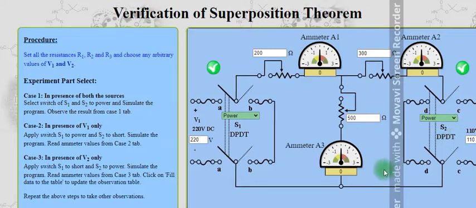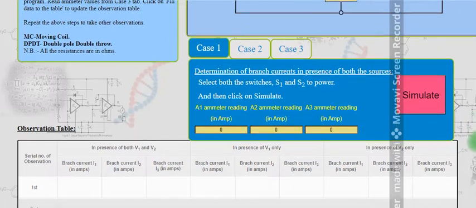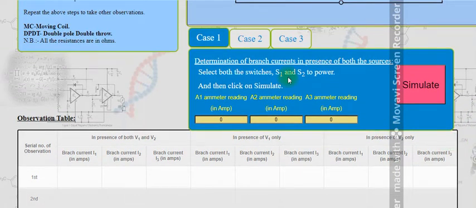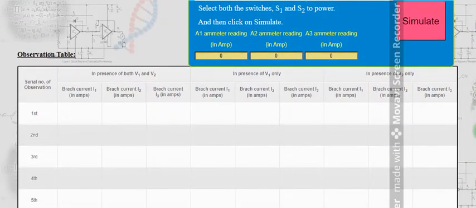Apart from this, we have the simulation process, that is, it is simulated in three cases, that is case 1, case 2 and case 3, which we will discuss in the procedure. Okay, so once we perform case 1, case 2, case 3, after that we have here the observation table. Okay, you can see the observation table.